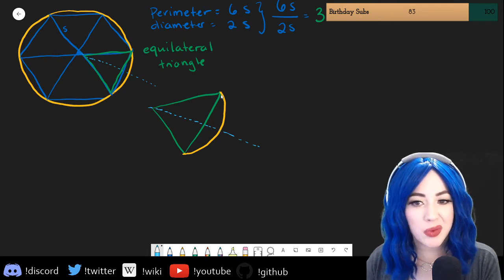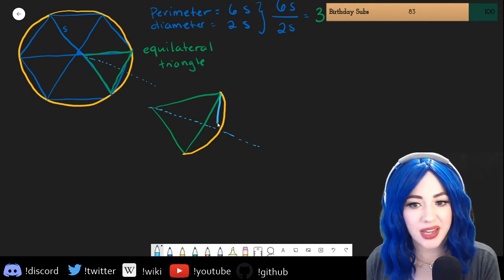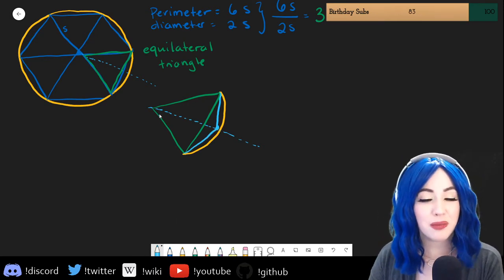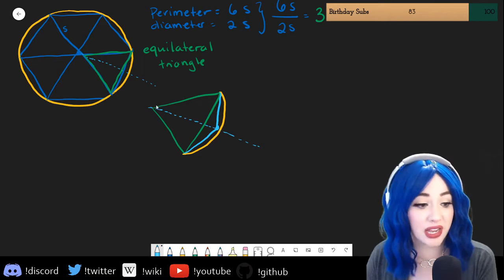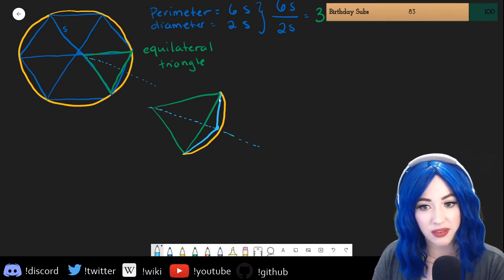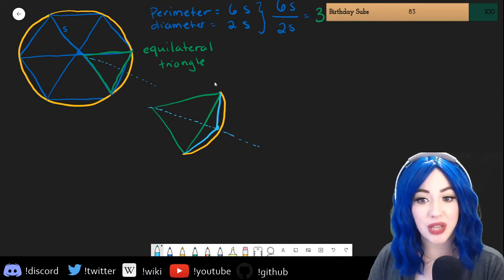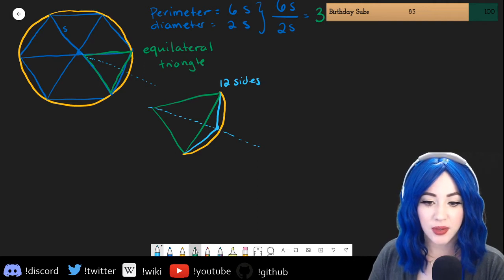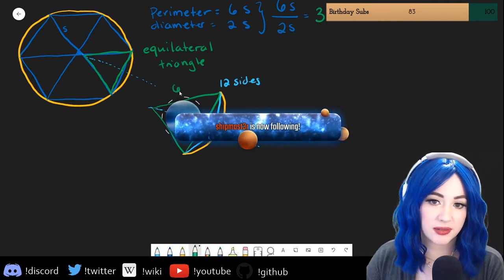Because ideally what I want to do is create two sides where there used to be one, right? Because then we'll get a 12-sided figure instead of 6. So that's what the light blue lines here would be for 12 sides. And the green is for our hexagon, so 6 sides.